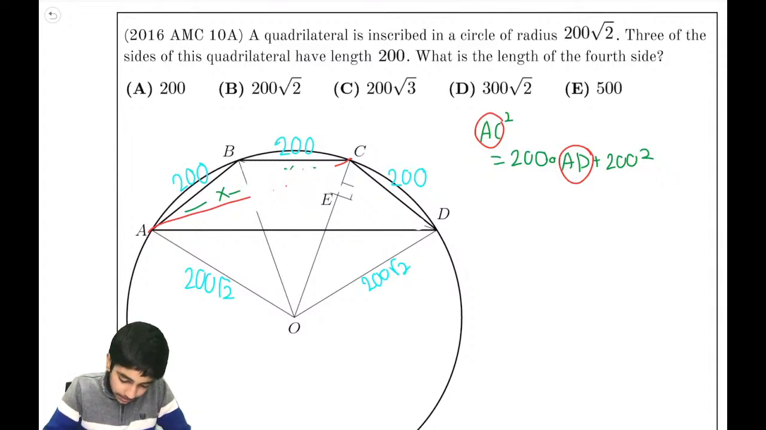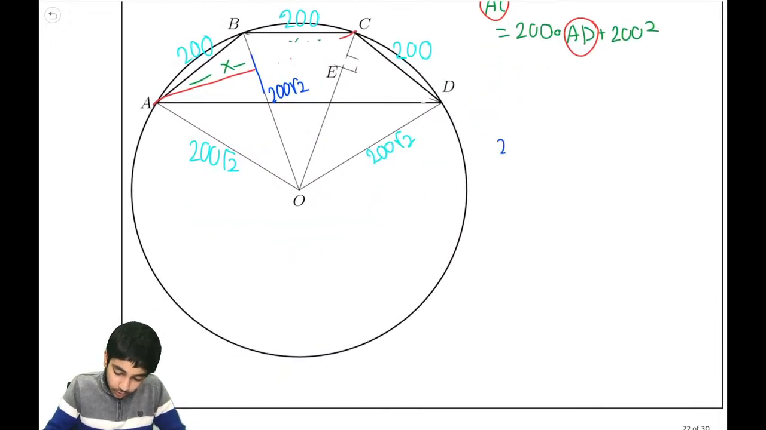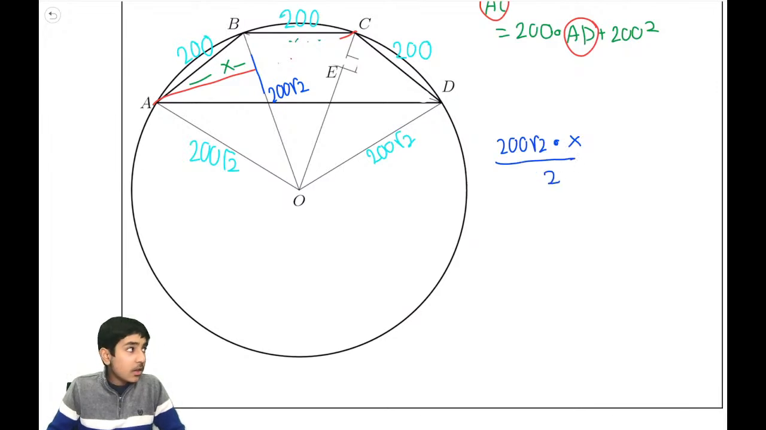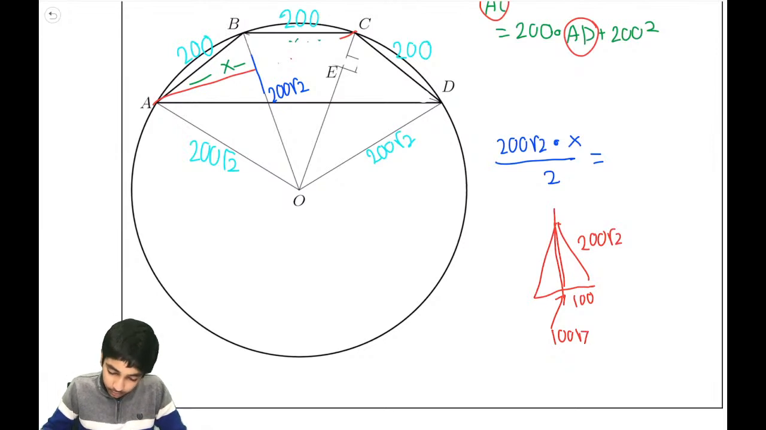The length of x is just going to be equal to, well, what's the area of the triangle? How can we find the length of x? Well, notice that 200 root 2 times x divided by 2 is going to be equal to the area. The area of the triangle is going to be 100 times 200 root 2, which is 100 root 7, so the area is simply 10,000 root 7.